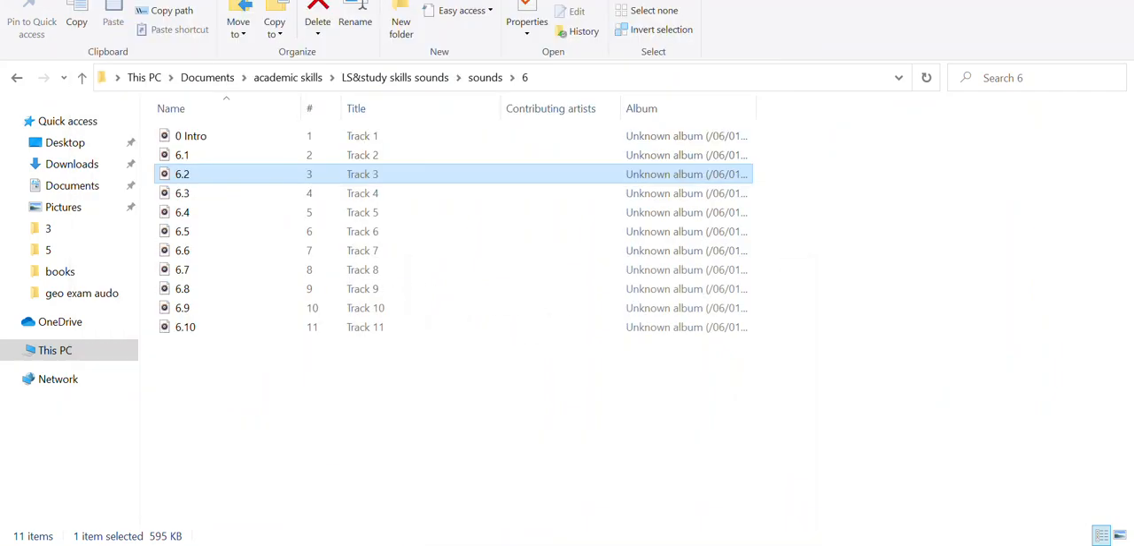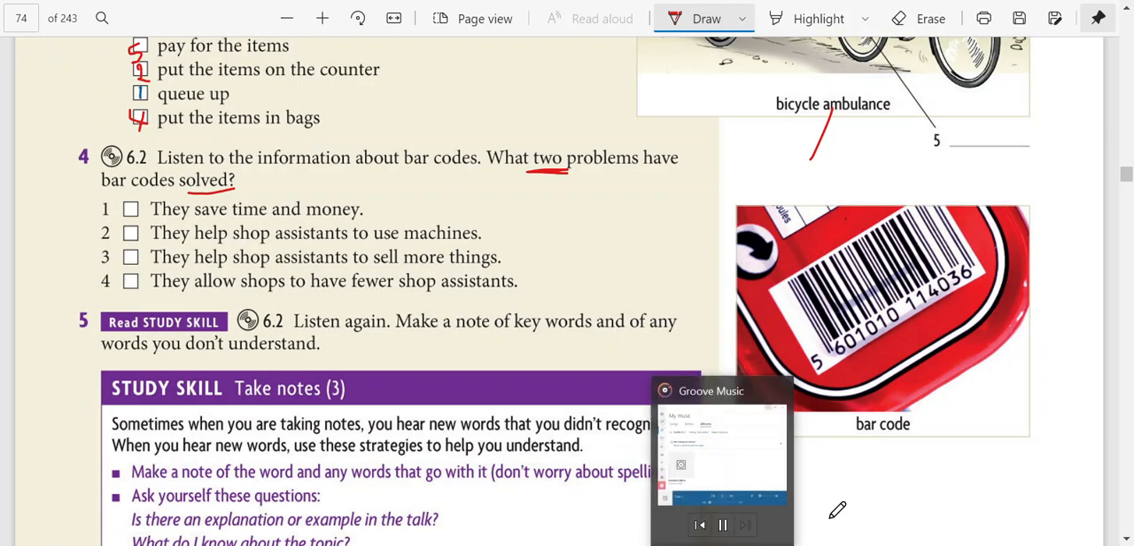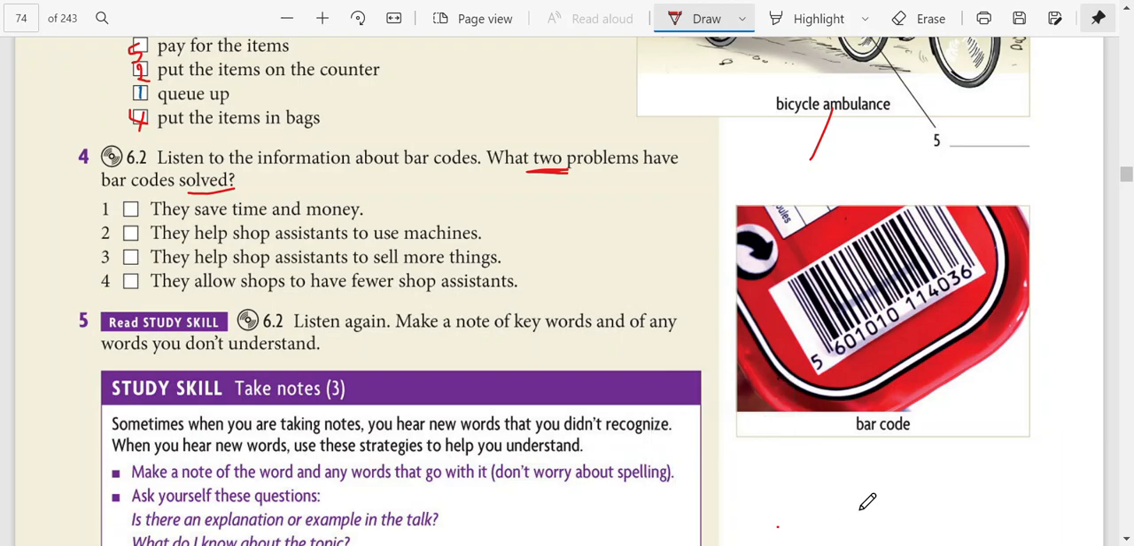6.2 Well, the barcode is a very simple digital code. It can be read quickly and automatically by a machine. To be precise, a handheld scanner. The scanner is small and easy to use. Before the barcode, the shop assistant had to ring up every item in a supermarket shopping trolley by hand.